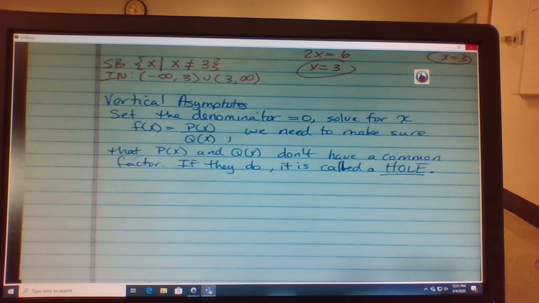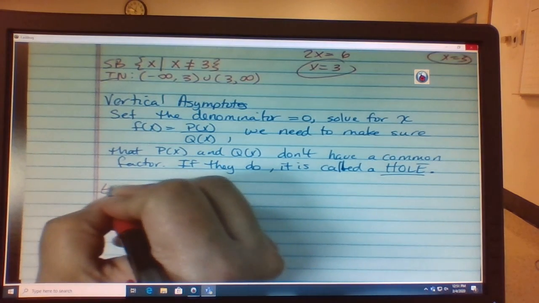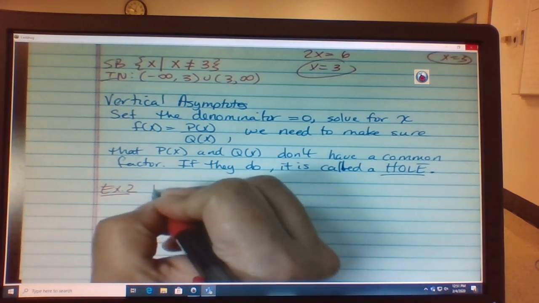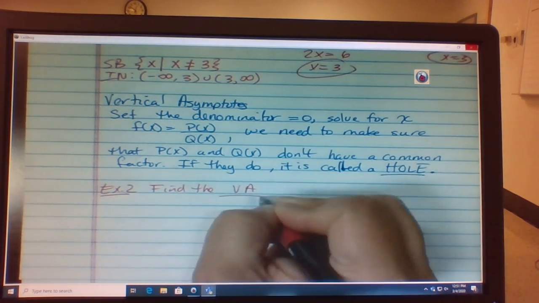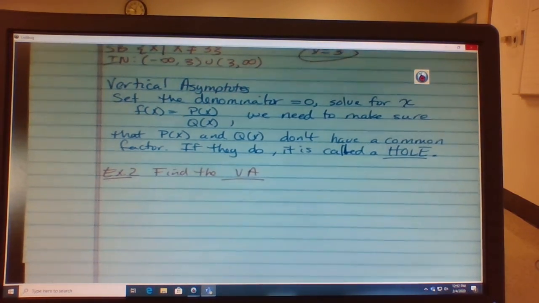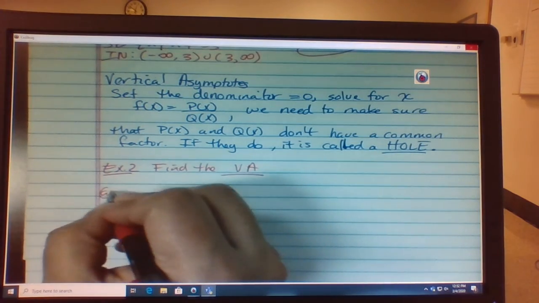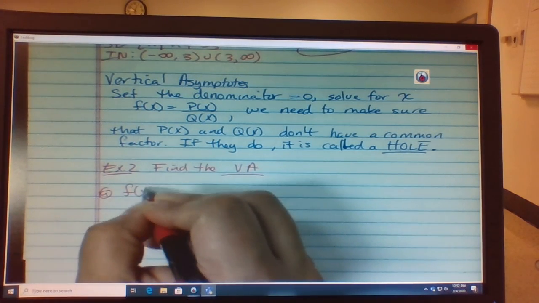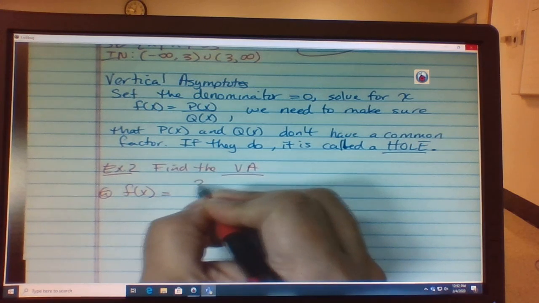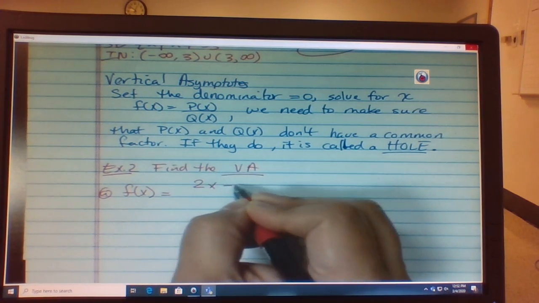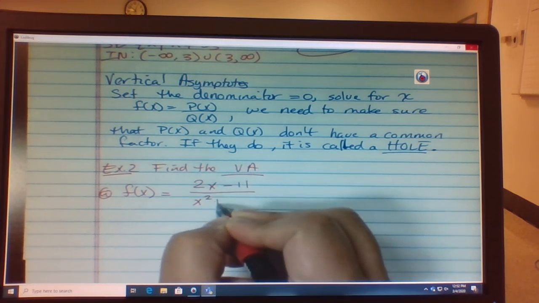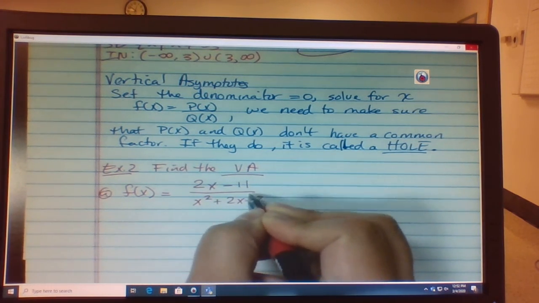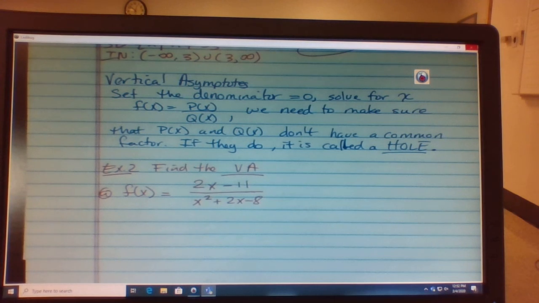So vertical asymptotes, example number 2. Find the VA. VA stands for vertical asymptote. Here's our first problem. F of x equals 2x minus 11. And then I'll take a little pause because I think I'm talking and writing too fast. So sorry. So this is the first problem.